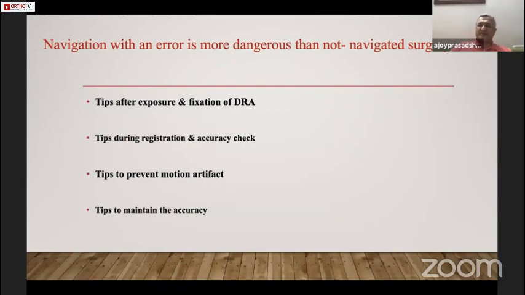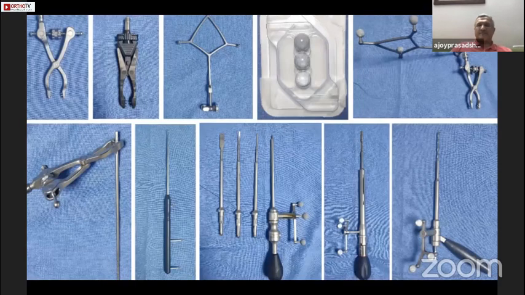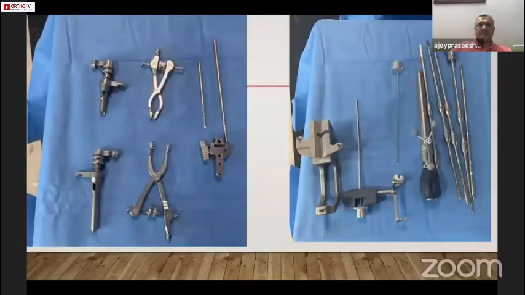Therefore, there are various tips and tricks which we need to follow while doing a navigation surgery. It could be divided into 4 regions: the tips after exposure and fixation of the DRA, tips during registration and accuracy check, tips to prevent motion artifact, and tips to maintain the accuracy during the procedure. It's important that you have access to all types of attachments to the navigation devices and the registration devices, and that you have all of them as a part of an armamentarium.